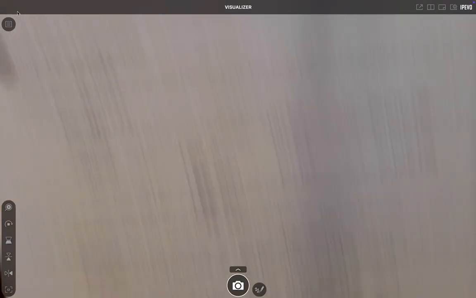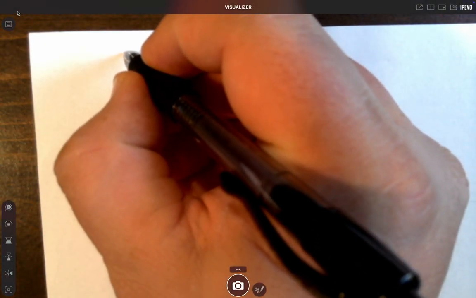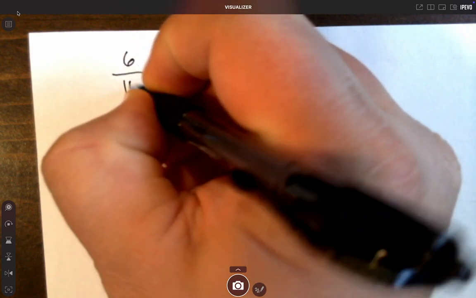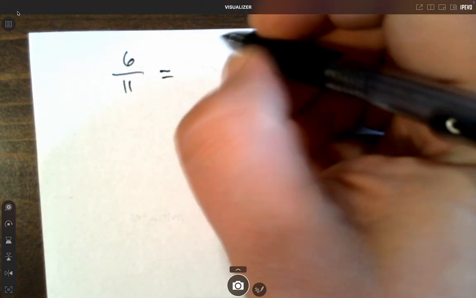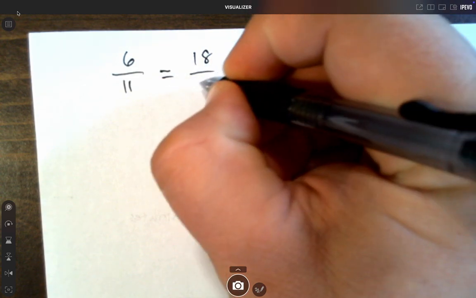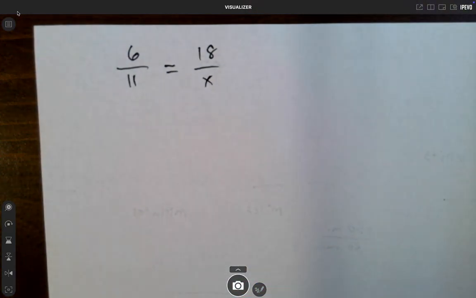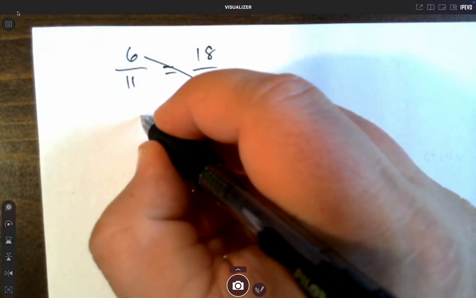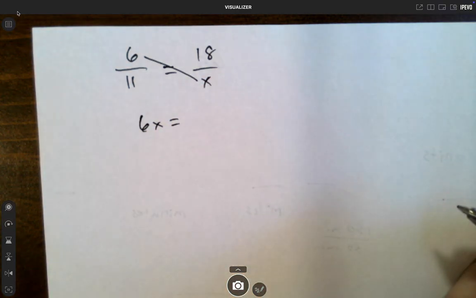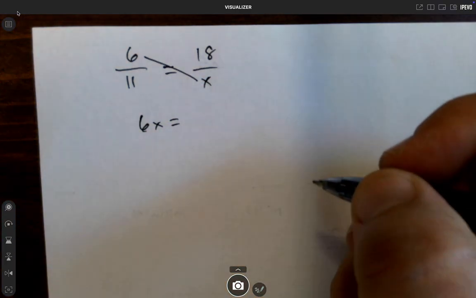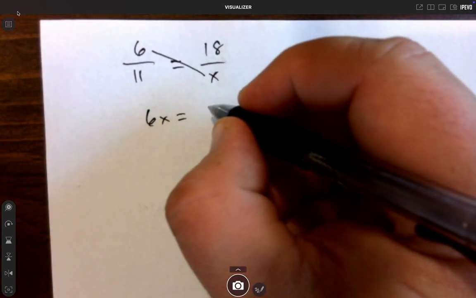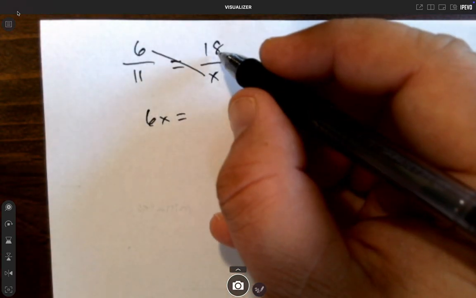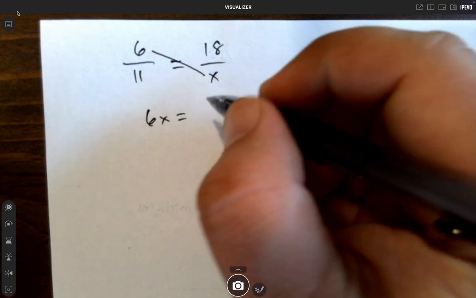So I'm going to do one more example just to make sure you understand the process. Let's do 6 over 11 equals 18 over x. So our first step is always to cross multiply. 6 times x is 6x. And let's see, 18 times 11, I believe is 198. Let's see. Yeah, 198. Good.